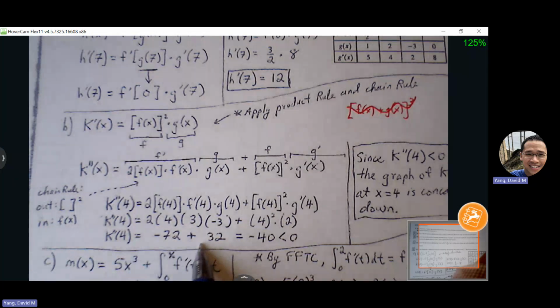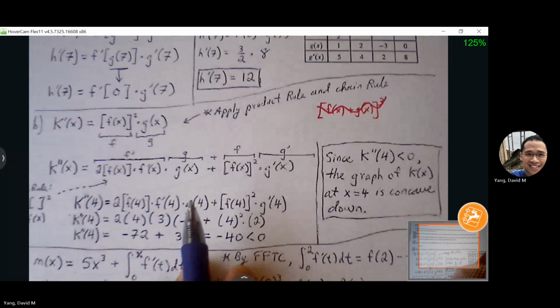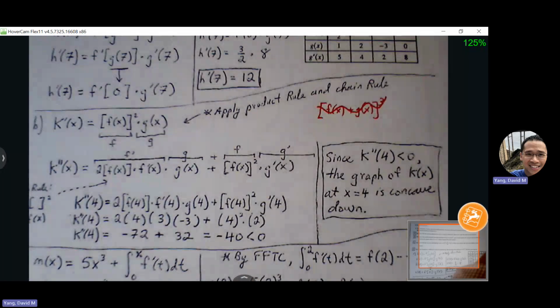Now, the whole purpose is not only to find the second derivative value, but then to determine whether it's concave up or concave down. So -72 plus 32, we get -40. A negative value for a second derivative function is going to indicate concave down. So that's our conclusion.